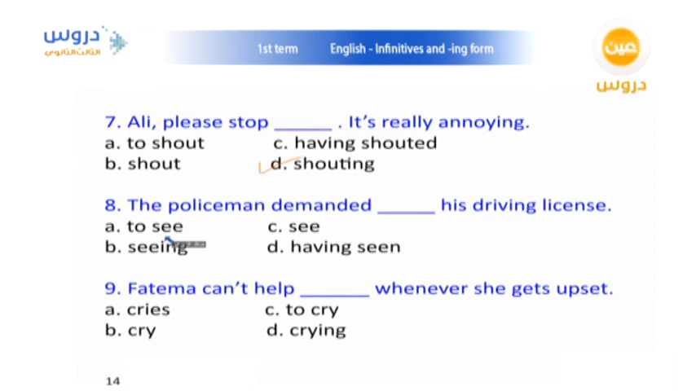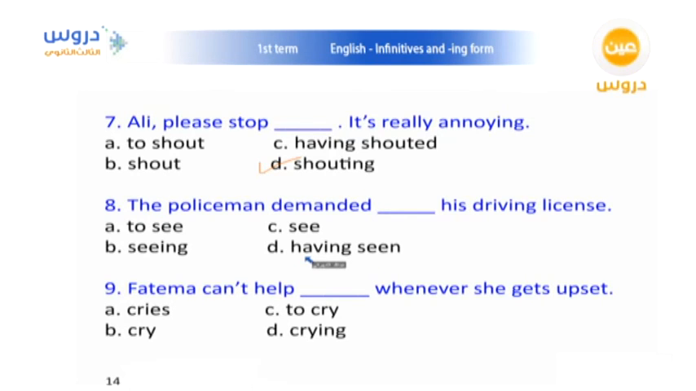Number eight, the policeman demanded his driving license. Is it to C, A, or B, seeing and having C? What do you think about it? To C from Amir Al-Yala, Mada Al-Jabri, A. What about you, Noor? Noor Abdullah, A. Mada Al-Jabri, C, to C.